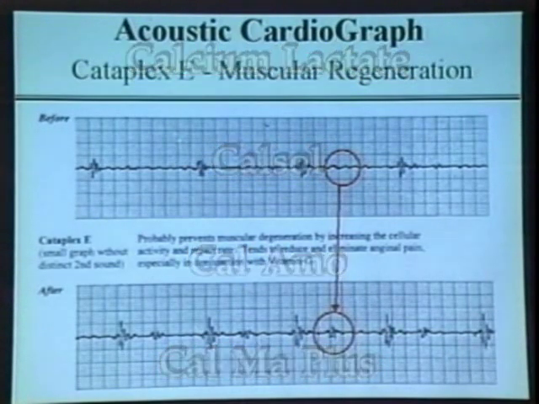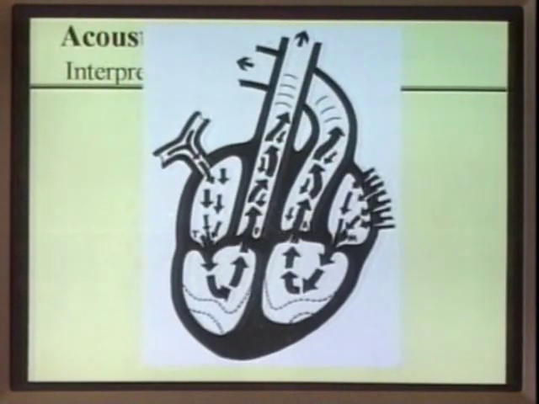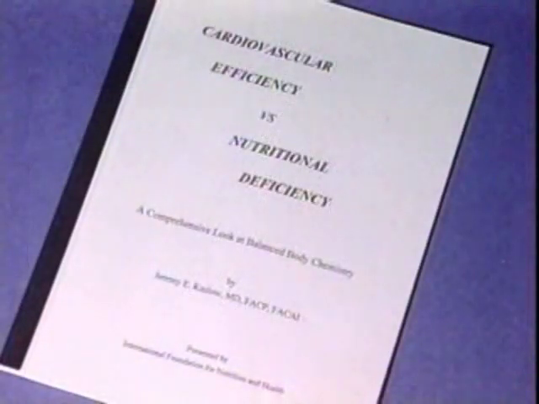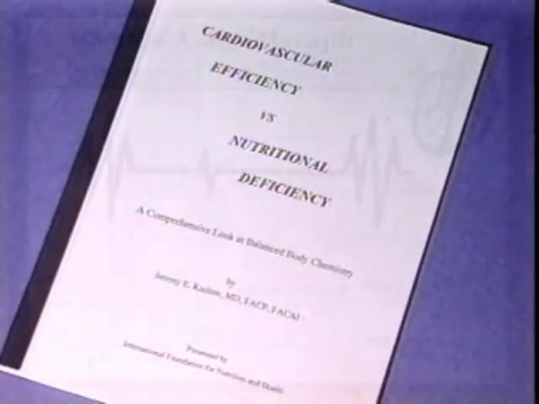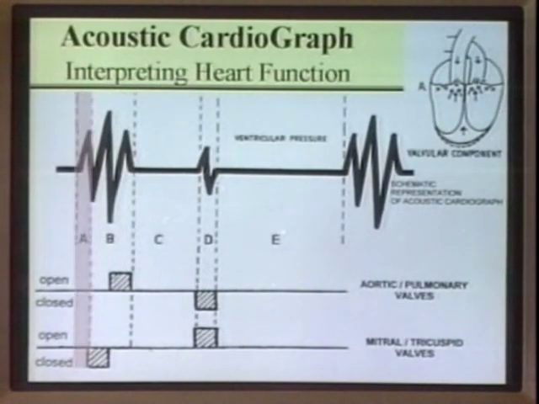Before we continue, we should analyze current thinking regarding how the ideal sound is created. In this diagram, from page 2-1 of Dr. Jeremy Caslow's publication, Heart Efficiency versus Nutritional Deficiency, we see a depiction of specific heart actions producing the sounds that appear on an ideal ACG tracing. The first sound complex contains an initial spike A, produced by the atria contracting and filling the ventricles up through the open mitral and tricuspid valves.